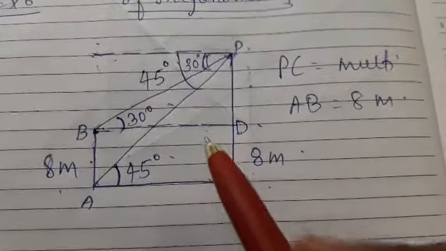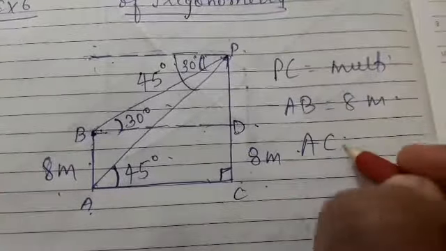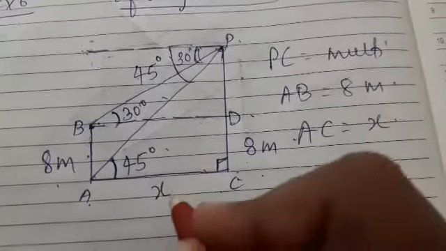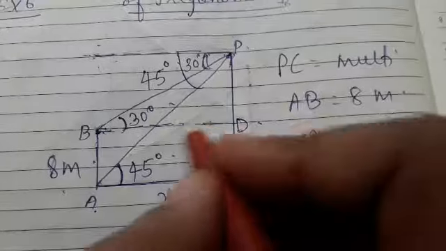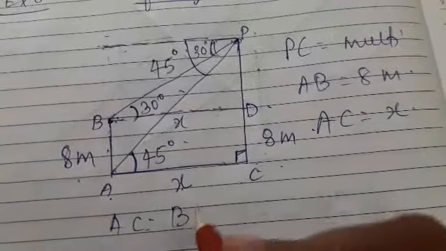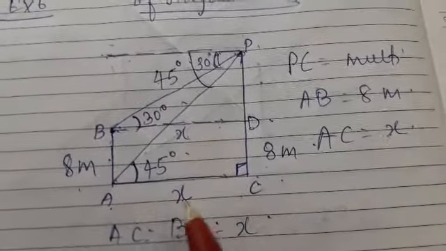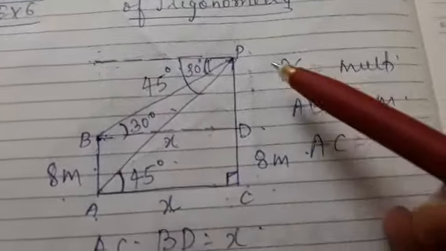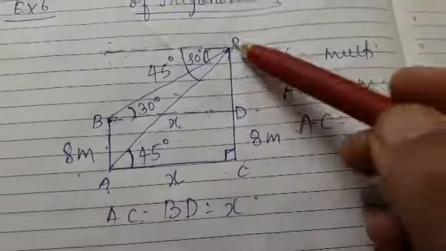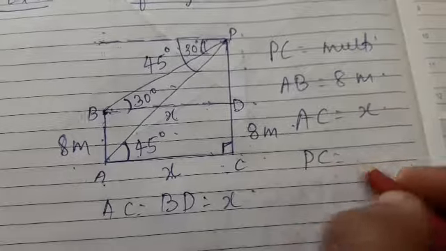Now we have to find the length of AC, that is the distance between the two buildings. If this is x, BD will also be x. So AC is equal to BD is equal to x, which I suppose to be x. We have to find the length of AC. We also have to find the length of PC, that is the height of the multi-storied building. So we have to find PC.